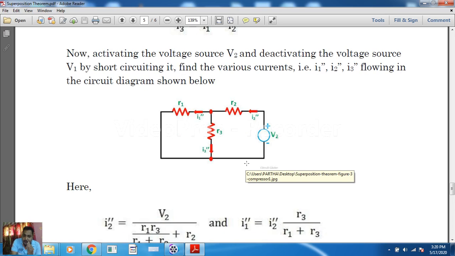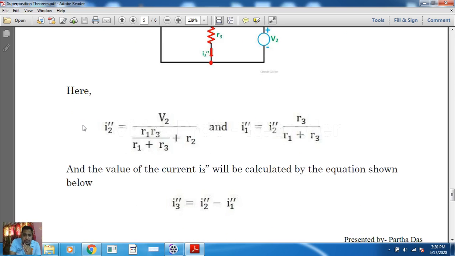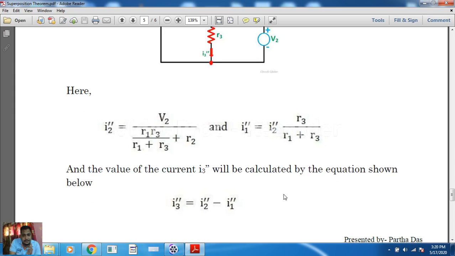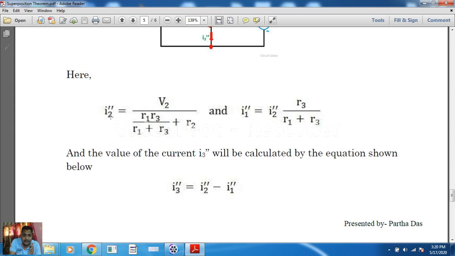So previous method, as we have mentioned, first we have to find out the main current, then we have to find out the branch current. How can we find out the branch current? Applying the current division rule. So same thing we will repeat over here. First we find out this I2 double bar, this is the main current, then we find out the I1 double bar, this is the branch current using the current division rule, as we have discussed already. After that just I2 double bar minus I1 double bar, same thing what we have done in the previous step.